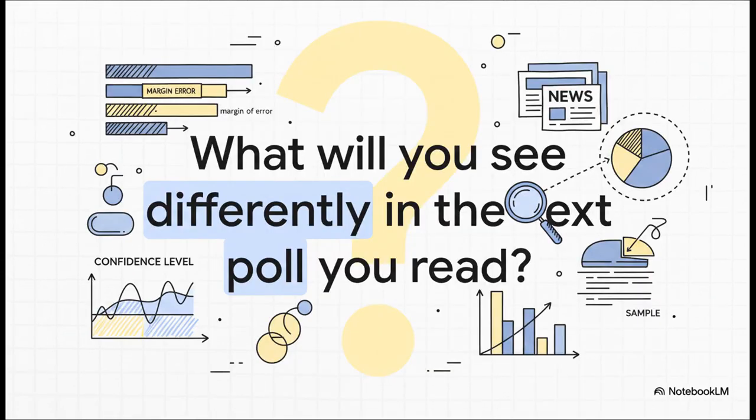So the next time you see a news report about a political poll or a new scientific study, don't just look at the big headline number. Look for the fine print. Look for the margin of error. Look for the confidence level. Because now you know the real story, the honest story, is hiding inside that range. What will you see differently?